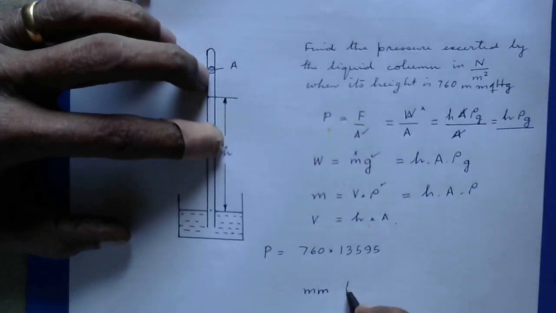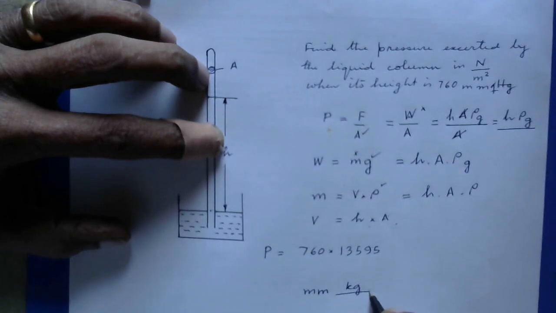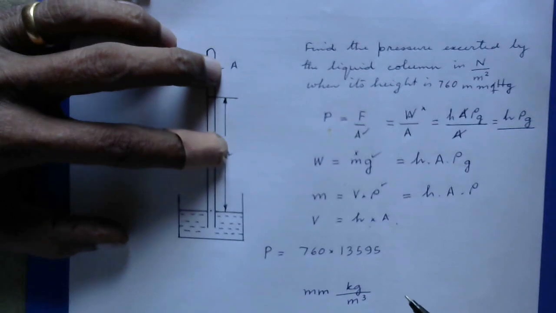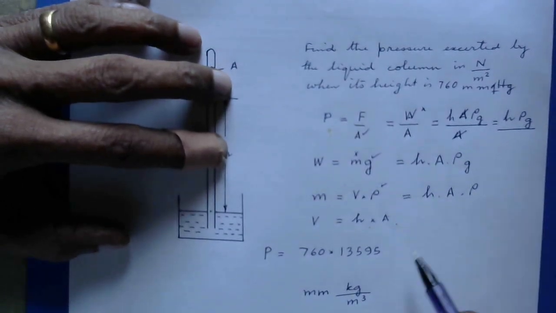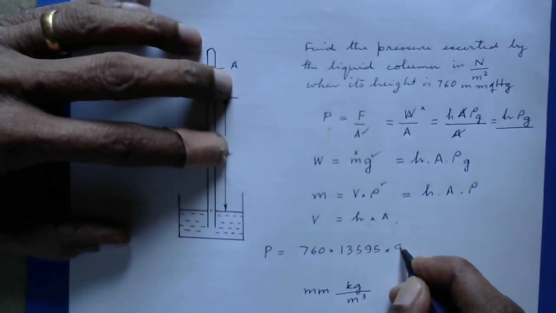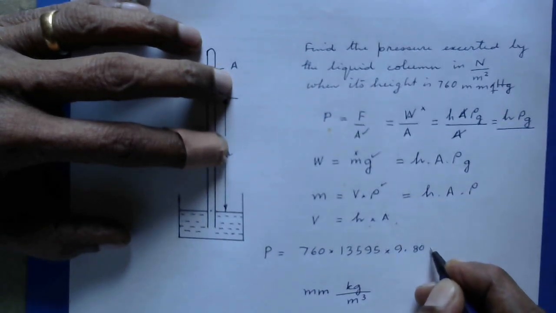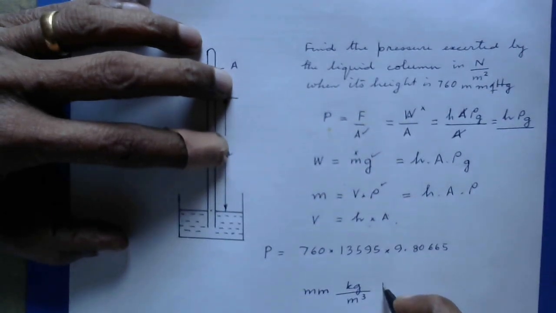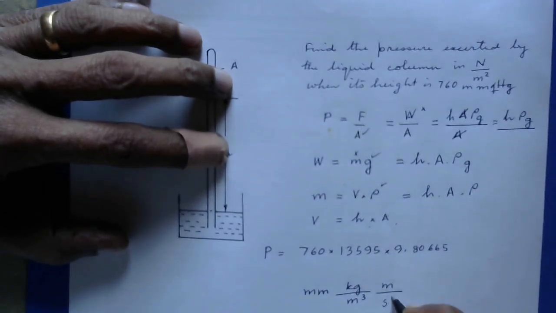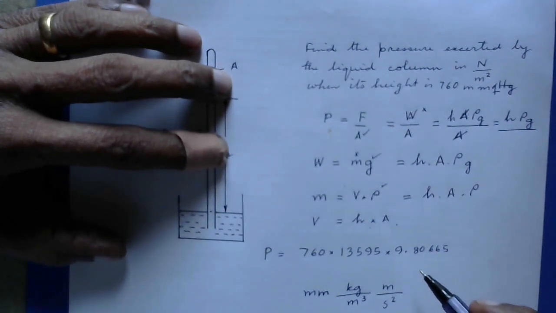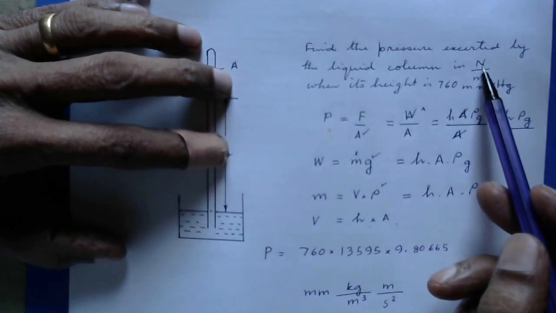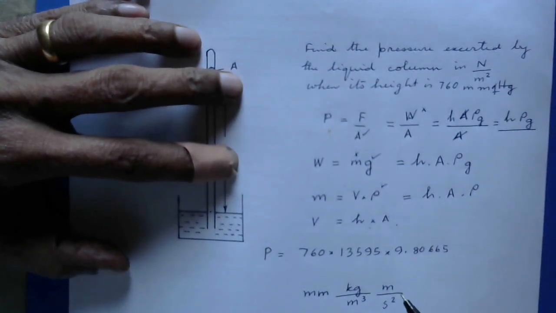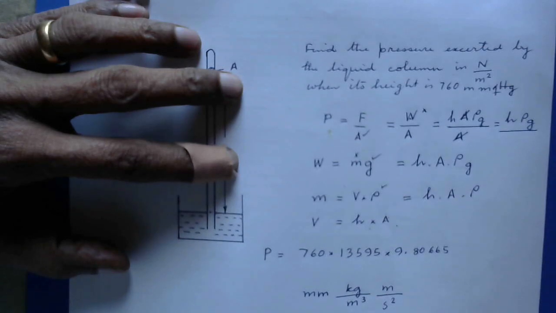13,595 kg per meter cubed. Now next, what is it that you have to add? G. G is equal to 9.80665. So that is meter per second square. So we need to actually reduce it to Newton per meter square. So for that, we need to convert all this into meter.